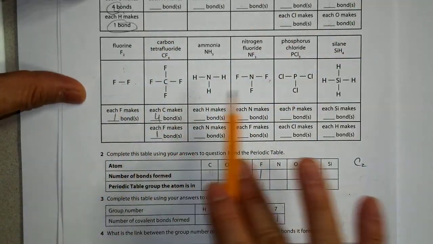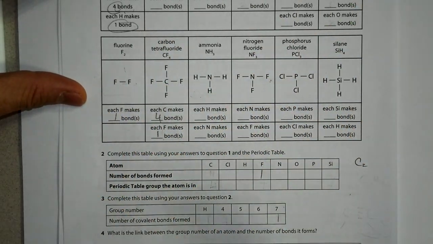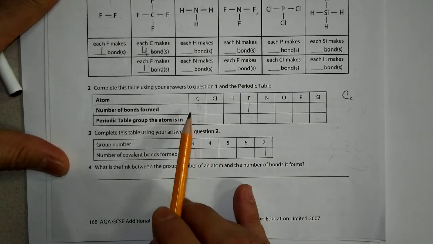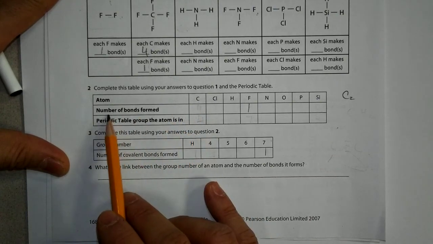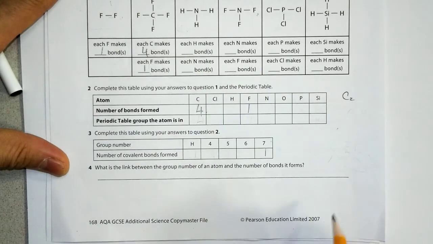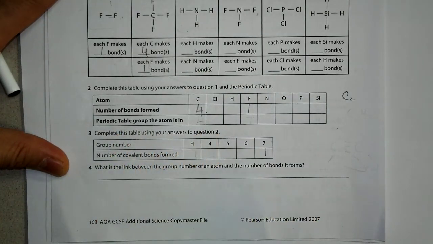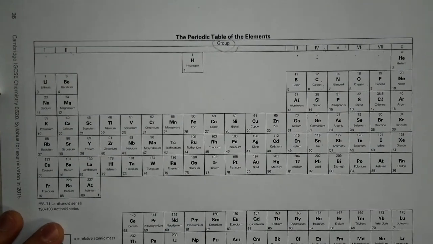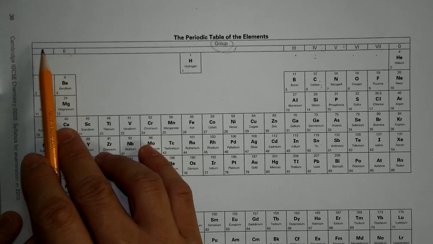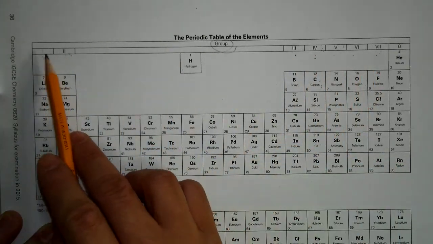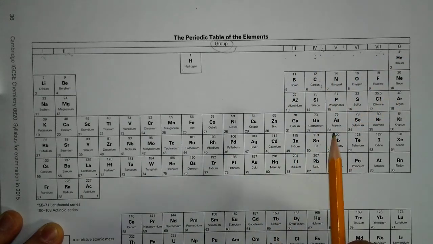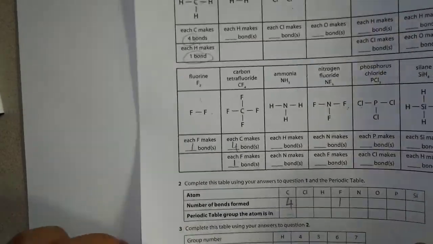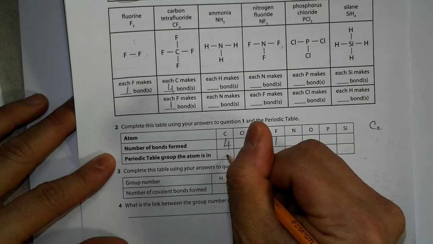So if you do the rest of these properly, you should figure out the pattern, right? For example, carbon here, you should know this, they usually form 4 bonds. In terms of the periodic table group, if you look at your periodic table, your group numbers are up here. The Roman numerals are the group numbers: 1, 2, 3, 4, 5, 6, 7, 0. So in this case, carbon is in group 4. So you will write that carbon is in group 4. Okay?